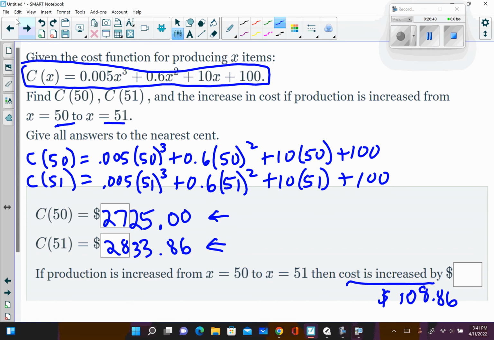But this was all arithmetic, really just arithmetic. Plug in 50 to get this number, plug in 51 to get this number, subtract these numbers to get the increase in the cost. It's all arithmetic. There's no calculus. There's not even algebra here.